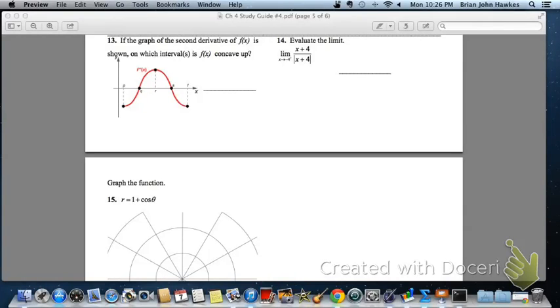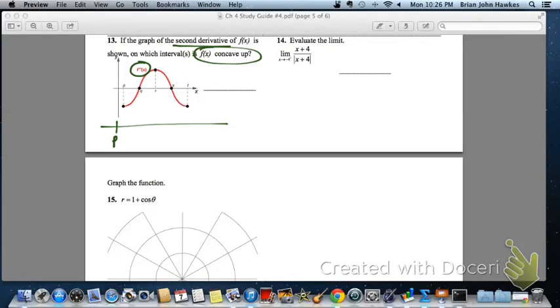Problem number 13, as unassuming as this problem seems, it's amazing how many times I see the wrong answers on students' papers. This is the second derivative graph. Okay, second derivative. We know that when the second derivative is positive, that f is concave up.